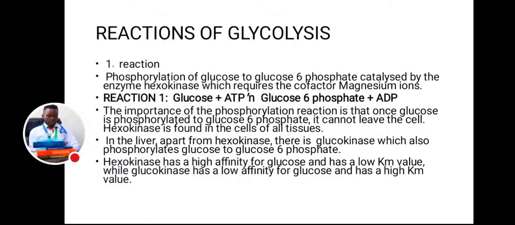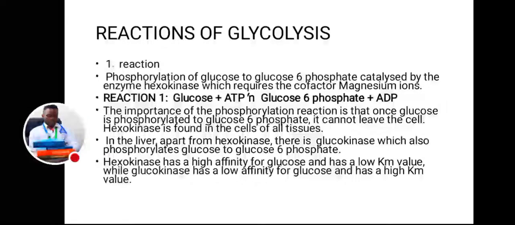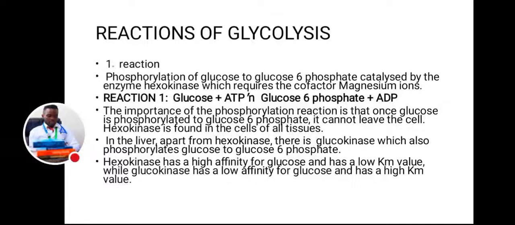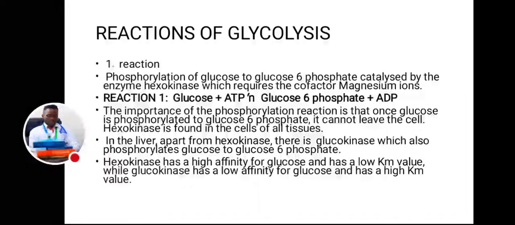Then hexokinase has a high affinity for glucose. When we say high affinity, it simply means it catalyzes fast because it is prone to glucose, and it has a low Km value, while glucokinase has a low affinity for glucose and a high Km value. So these are the 2 differences we should take note of between these two enzymes, hexokinase and glucokinase. Hexokinase has high affinity for glucose and a low Km value, while glucokinase has low affinity for glucose and a high Km value.